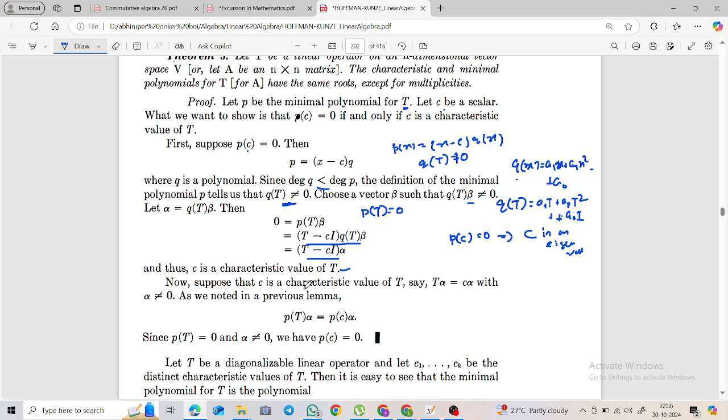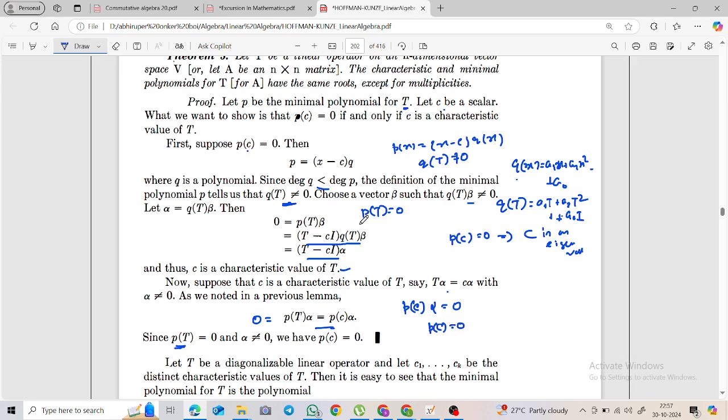Let's show that. Suppose C is a characteristic value of T. So say T alpha equals C alpha with alpha not equal to 0. As noted in the previous lemma, P(T) alpha is P(C) alpha. We have seen it. But since P is the minimal polynomial, P(T) is 0, so this is 0. Now P(C) alpha is 0. P(C) is a scalar and alpha is not equal to 0. So of course P(C) is 0. So this is done.